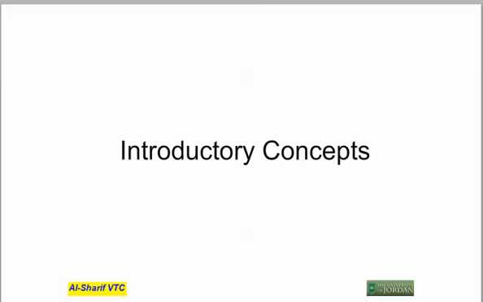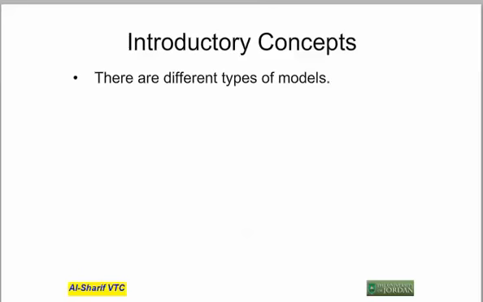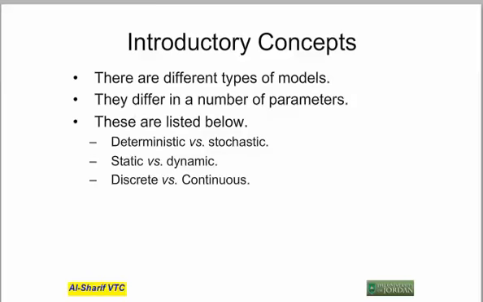So let's start talking about some introductory concepts. In general, we use models in everyday life. So we use models in engineering, we use models in economics, in sociology. And the models are of different types. They differ in their number of parameters. So generally I would classify models as either deterministic or stochastic, which is another term for probabilistic or random. Models can also be static or dynamic, and they can also be discrete versus continuous. This is just a general introduction to the different types of models before we start talking about elevators and elevator traffic design.